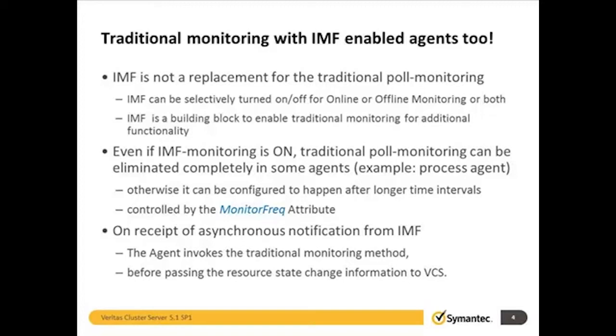You can also configure IMF to run on the online node, the offline node, both nodes, or disabled. As a note, if anything was to happen to the kernel module, traditional monitoring would kick back in and ensure that the resources were monitored. Also, when the kernel module is alerted that there's a fault, a traditional monitor is run to ensure that the resource is actually offline. With VCS 5.1 SP1, the IMF feature is disabled by default to allow customers to choose to configure the functionality themselves.